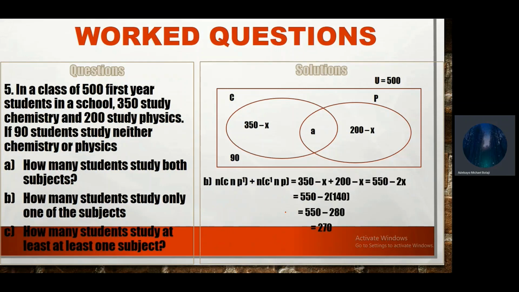Let's go on to the B part. The B part says, how many students study only one subject? Meaning, how many students study only chemistry or only physics? Now, to do that, we say N. This N, remember, is cardinality. So C intersection P complement means the students here study only chemistry, not physics. And C complement intersection P means the students here study only physics, not chemistry.